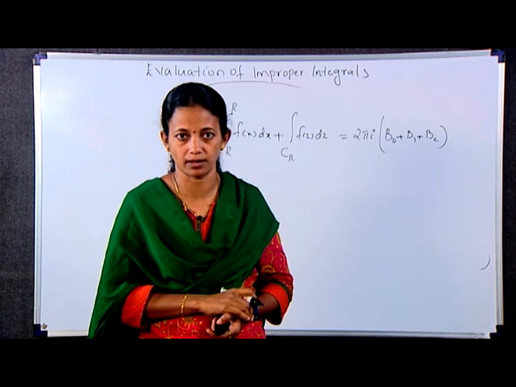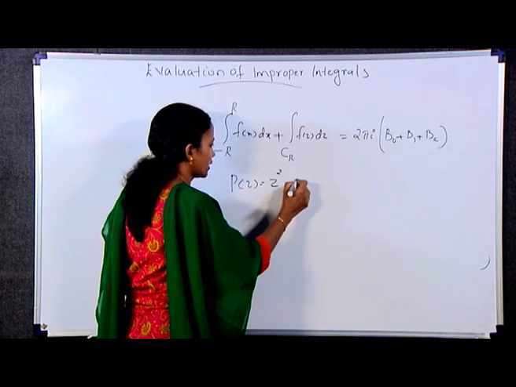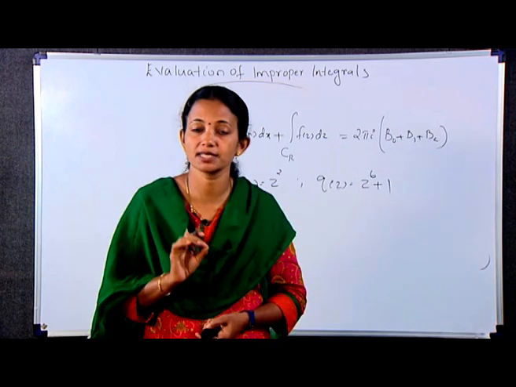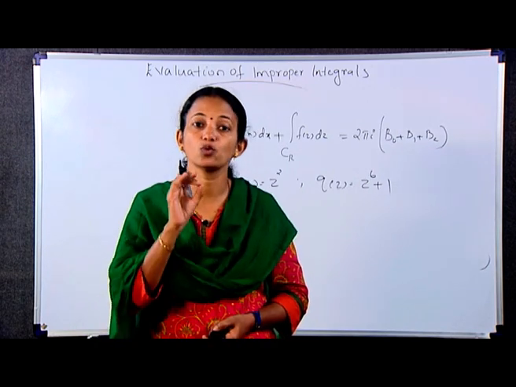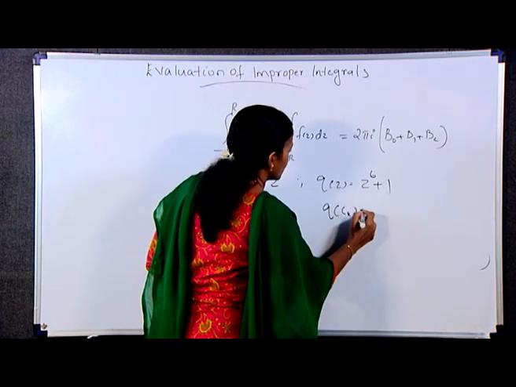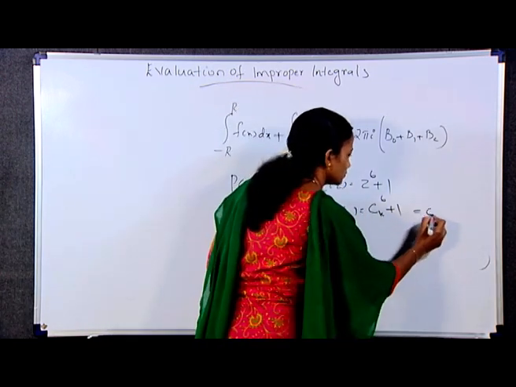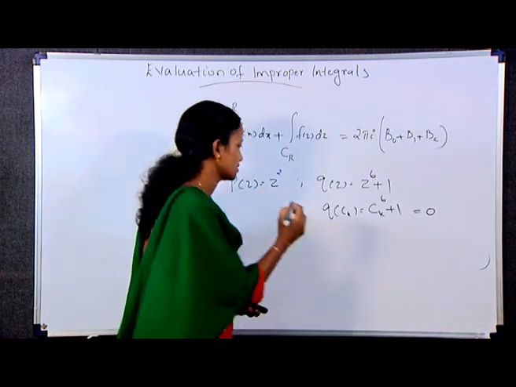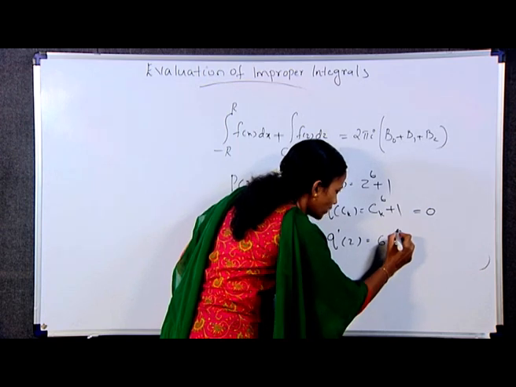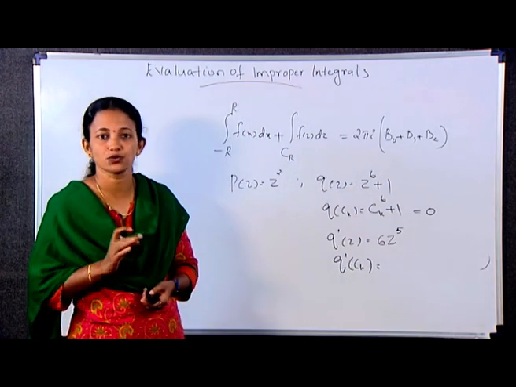Taking P z is equal to z square and Q z is equal to z raised to 6 plus 1. Noting that P of Ck is equal to Ck square not equal to 0 and Q of Ck is equal to Ck raised to 6 plus 1, that is minus 1 plus 1, which is equal to 0. And Q dash of z, what is the derivative of z raised to 6 plus 1? It is nothing but 6 z raised to 5. And again Q dash of Ck is 6 Ck raised to 5, not equal to 0.